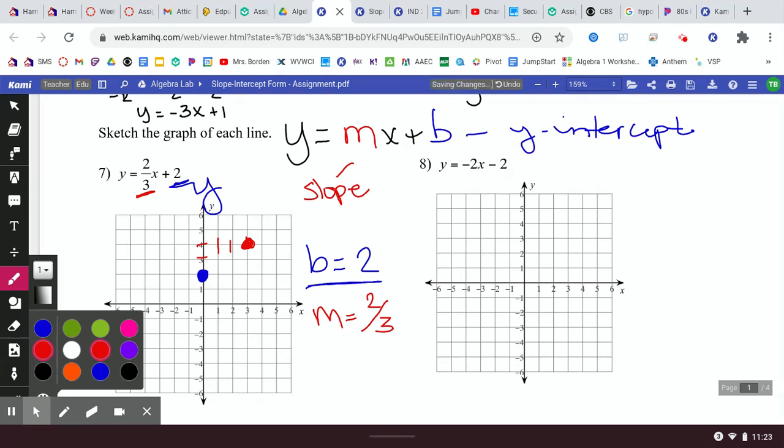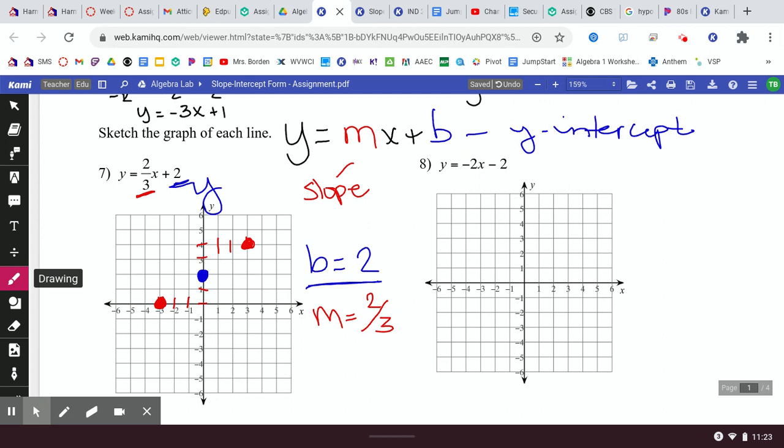We could also go negative, negative, because that keeps it positive, right? We could go negative 2 and backwards 3, and you'll notice it still puts us on that same line. And then we draw a line through our points, and the quick check: positive slope, line running uphill, so we did it right. Okay?